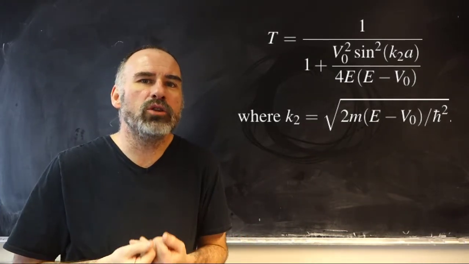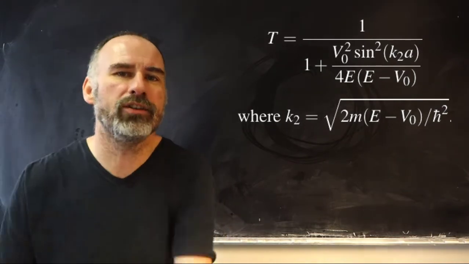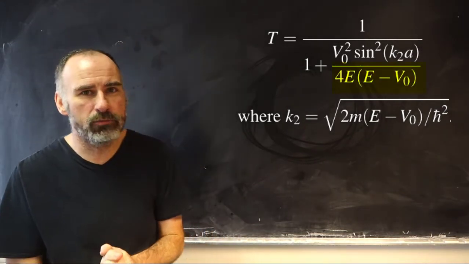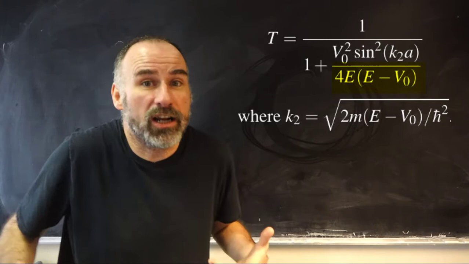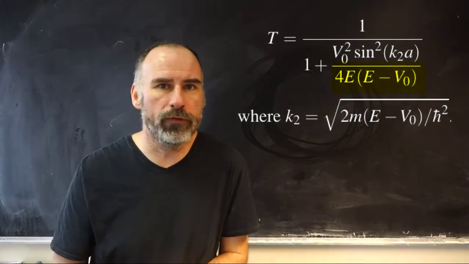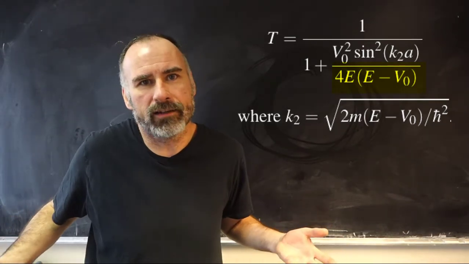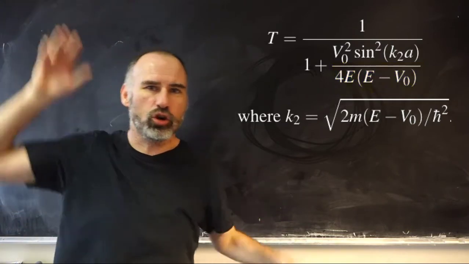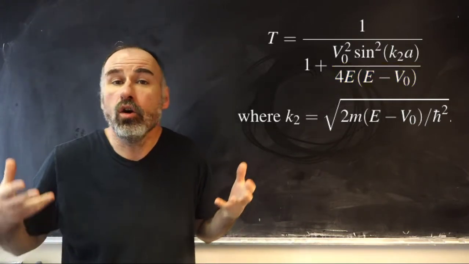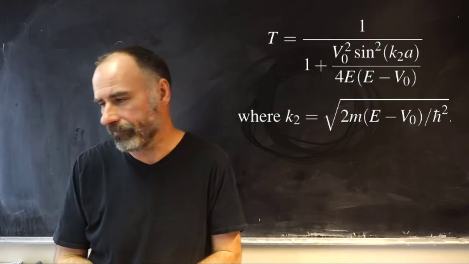First of all, as we make E greater and greater than V0, until E becomes very much greater than V0, so we reach the classical regime, then the transmission coefficient goes to 1, which is what we'd expect. When in the classical regime, when the energy is so much greater than the barrier height, we are not going to expect any reflection at all.